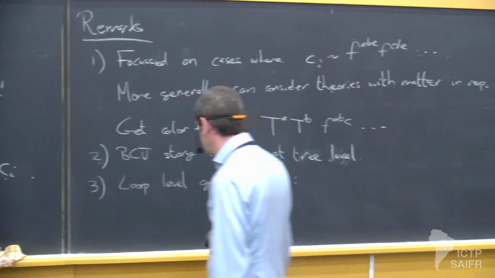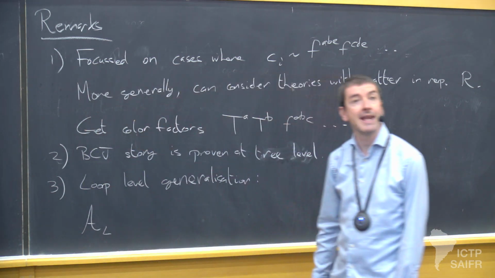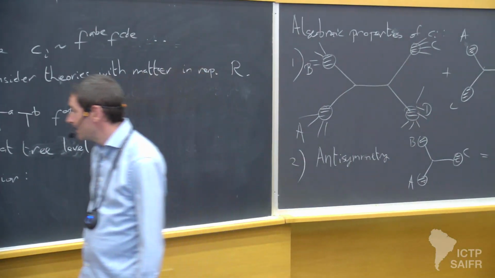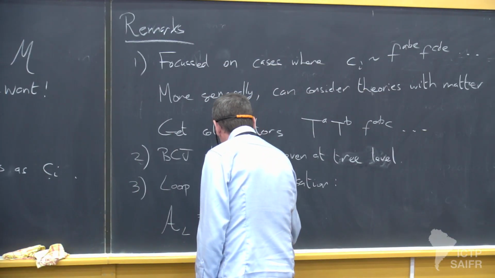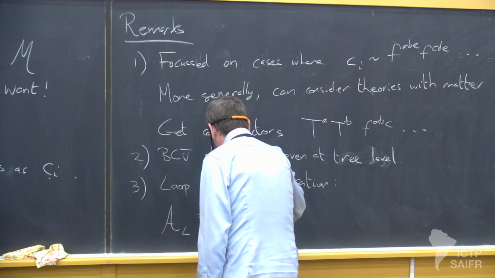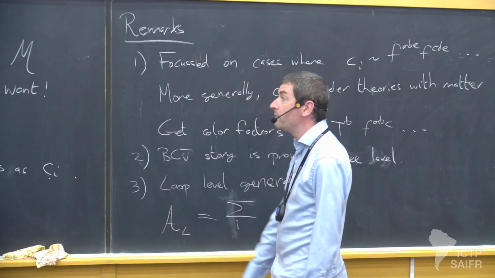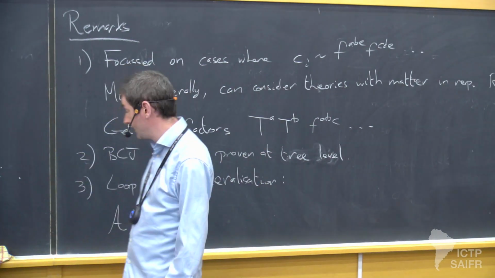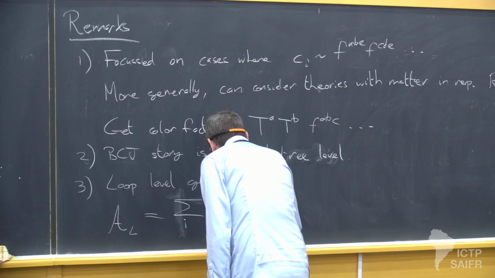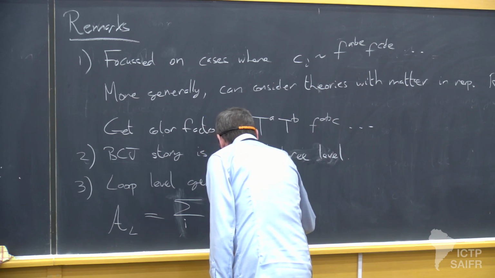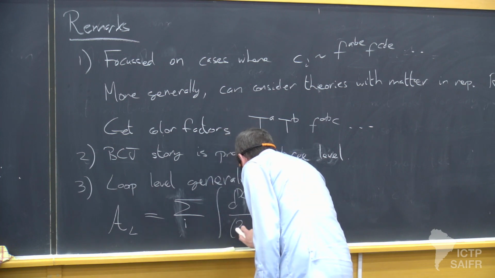So the loop level statement is, if you have an amplitude, let's say with L loops, so I'll just put a subscript L here for an L loop amplitude, well then I can write that as, let me see, there'll be a sum over diagrams. So we still sum over the same topologies of diagrams, so diagrams with 3-point vertices. The big difference now is that you have loop integrals to do.